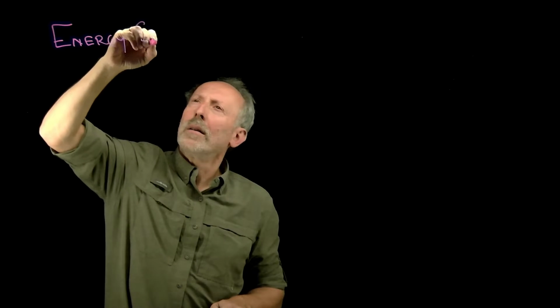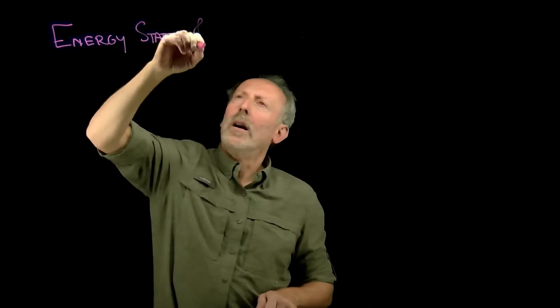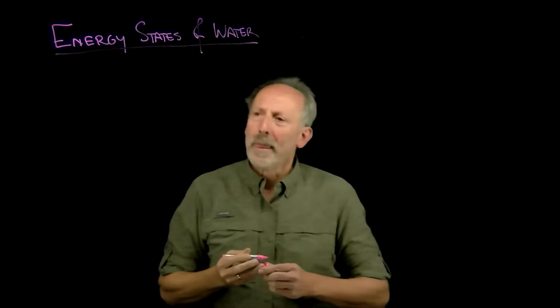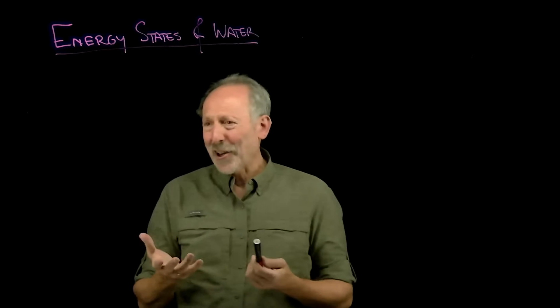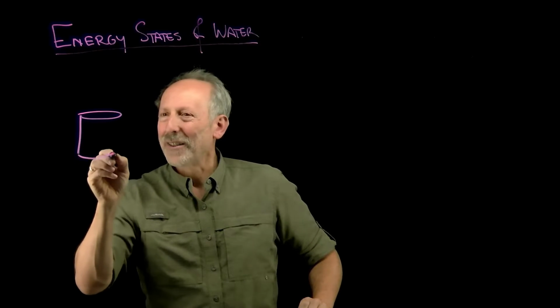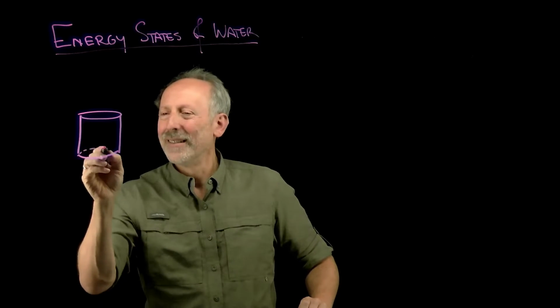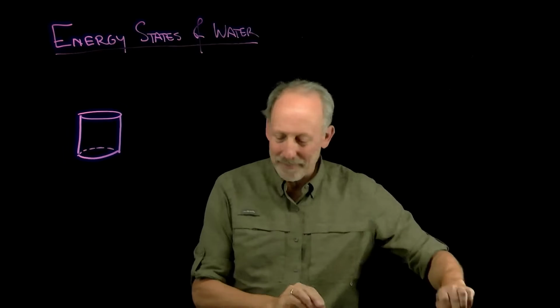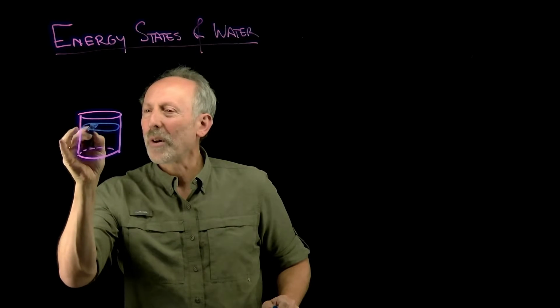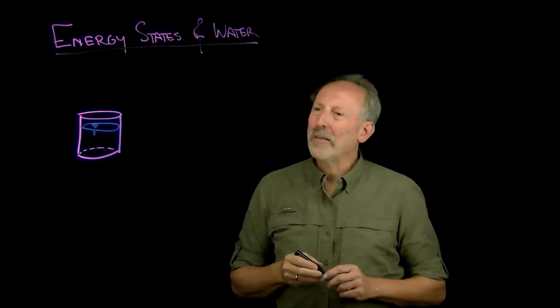I want to talk a little bit now about the very basics of the energy state of water. Okay, so let's start with the simplest case possible, and that's going to be a glass of water. And we will put water into here. And we use this little triangle symbol to indicate where the water level is.